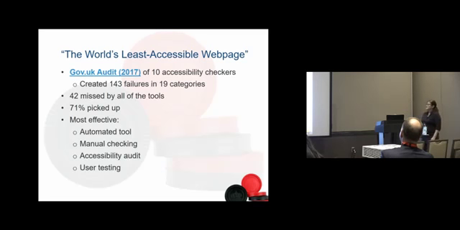And they found that 42 items were missed by all of the tools. Some of those were big blocks of italics, which they say don't do. They're really, really difficult to read. I think there were some links that they missed, just the way that the links were presented. But these accessibility tools in general picked up 71% of the errors. And they again found that what was most effective was to use the automated tools along with manual checking, and then have an overall accessibility audit, and then also user testing.